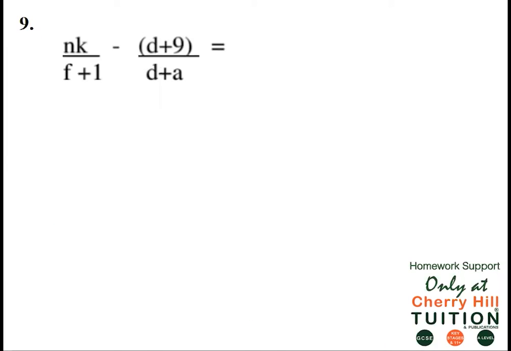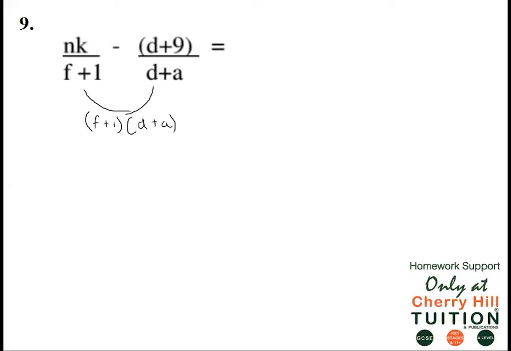Okay, so now we have another algebraic fraction that we need to subtract. We have nk over (f+1) minus (d+9) over (d+a). So like we did in the previous question, we need to multiply (f+1) with (d+a) to get our desired denominator.